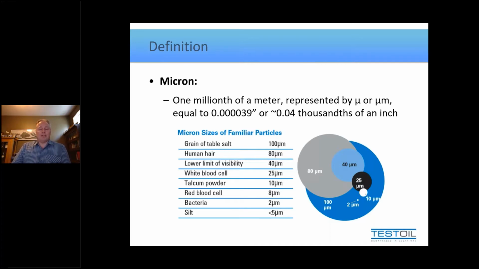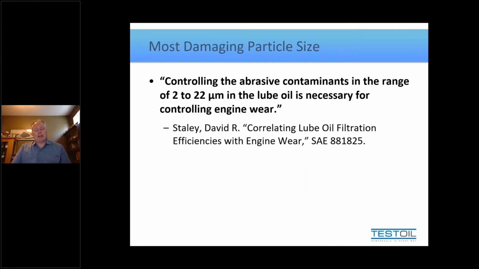They're very, very small. You cannot see them with the human eye. And this leads us to a question that is often asked of any lubricated system, and that is, what is the most damaging size particle? At what point should you be concerned about particle size? Well, there's a quote from an excellent SAE technical paper, and it suggests that the critical particle size that you should control is between 2 and 22 microns.